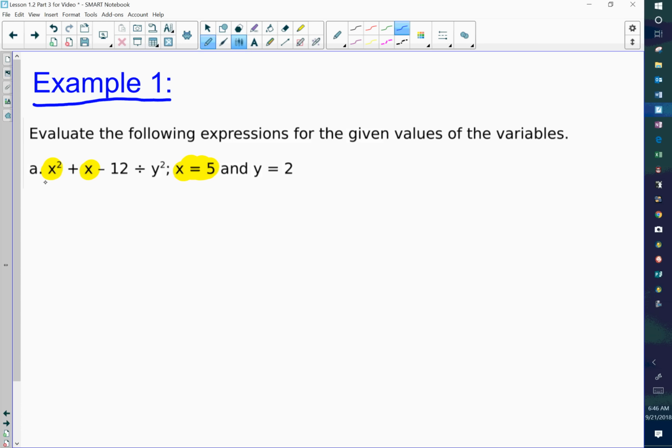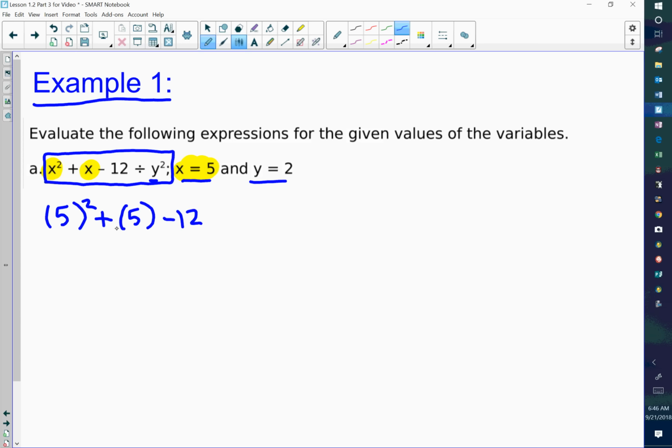All right, to evaluate this expression for these values, you're going to replace every x with 5 and every y with 2. So I'm just going to rewrite the problem, substituting the value in for each letter. When I substitute x with the number 5, I put it in parentheses. Again, this is one of those cases where you think, well, that doesn't make any sense. It doesn't do anything to the problem. It's just getting you into that habit. Divided by y squared, I replace y with 2.